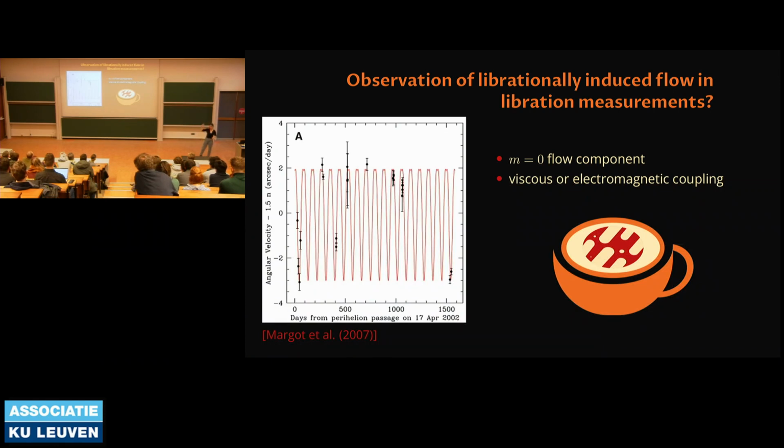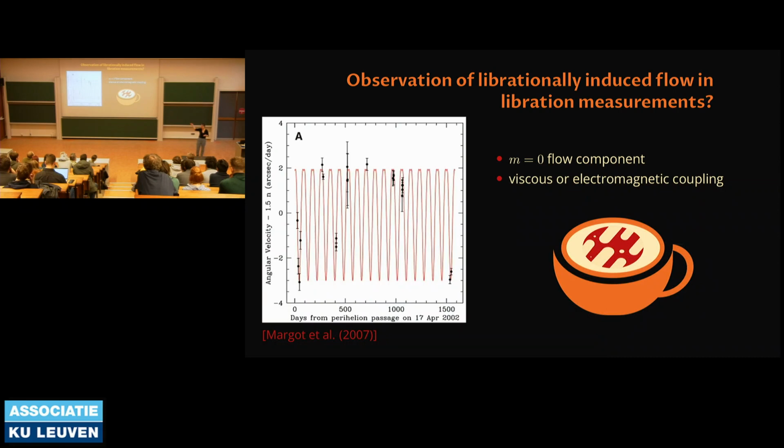So the first question I asked: can we see this kind of flow if we look at the measurements of the libration? So like I said, Mercury librates, and this can be measured from Earth, can be measured from space. And when it excites a flow, can it then change the rotation of the mantle further? But I need something to couple from the flow to the mantle.